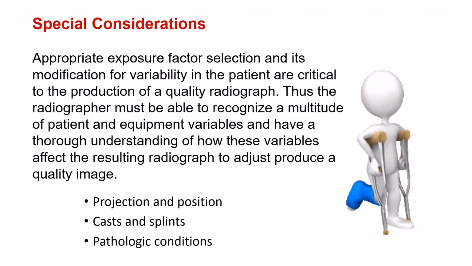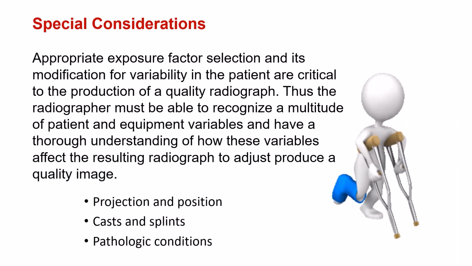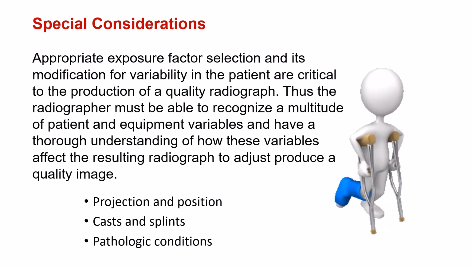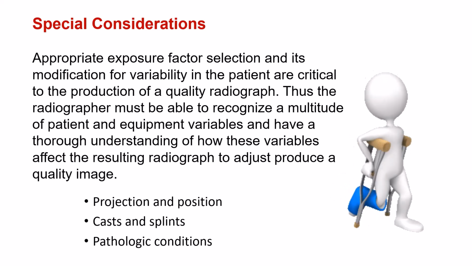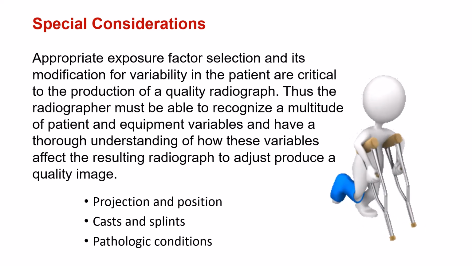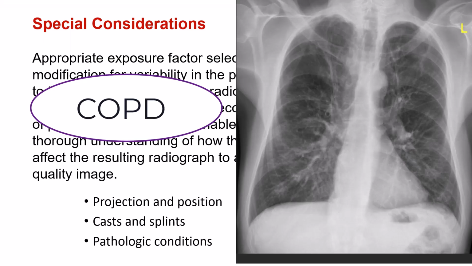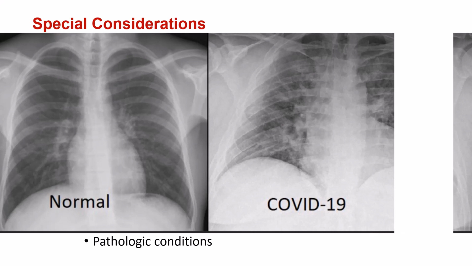Now, there are a number of special considerations when setting your technique. What happens if you have a patient that has a cast, or maybe you have a trauma patient that has a bullet wound or something like that, and they still have the bullets in them? How do you adjust your techniques for those types of things, and how do you adjust your techniques for pathologies? Pathology that may be very dense, or pathology that may have a negative density to it, such as COPD. Now, here's one we should be familiar with over the past few years: normal versus COVID.